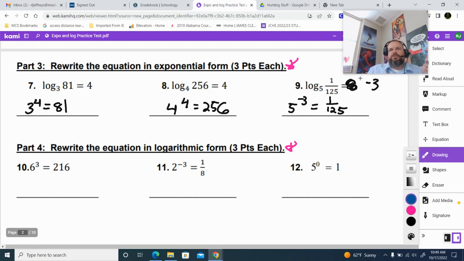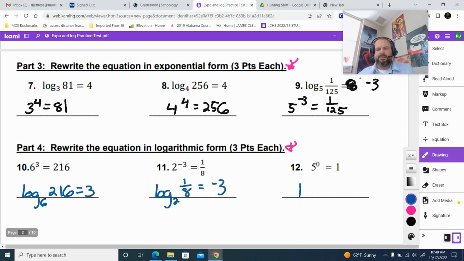Also, as you're filling out stuff for your orange sheet where it says part 3, on the test it will be part 2 and things like that. All right, rewrite in logarithmic form. So this would be log base 6 of 216 equals 3, log base 2 of 1/8 equals -3, and log base 5 of 1.